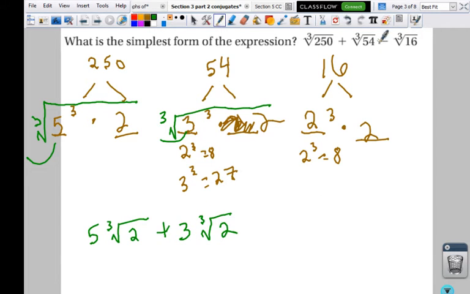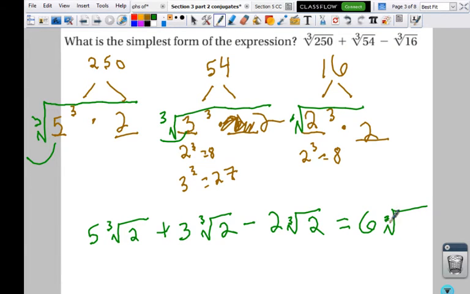Then I'm going to go minus, because I've got this minus sign right here. And basically the same thing, right? The 2 is going to get kicked out. I'm going to go minus 2 cube root of 2. Can I add and subtract these now? Yes. So 5 plus 3 is 8, minus 2 is 6. 6 cube root of 3. Or excuse me, cube root of 2, not 3.